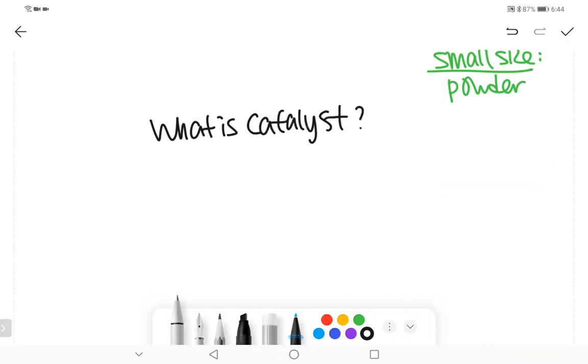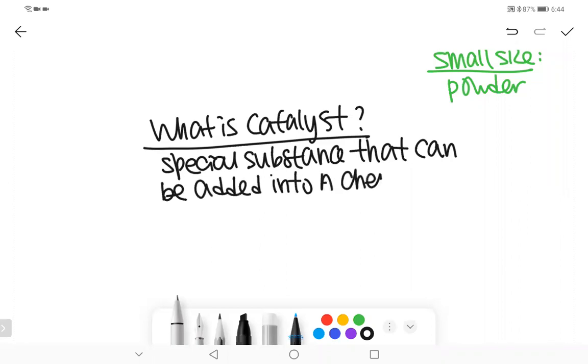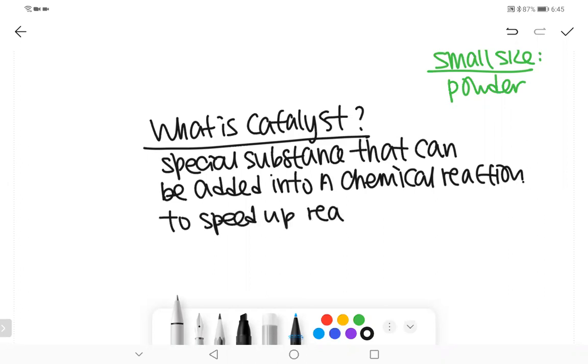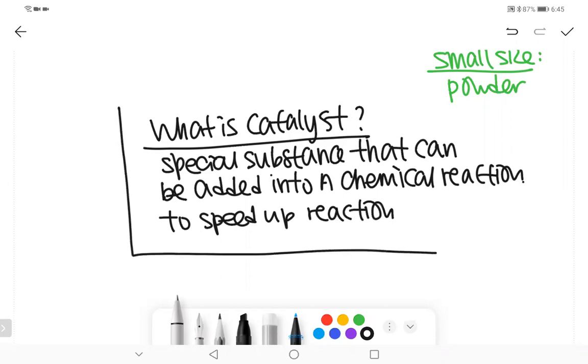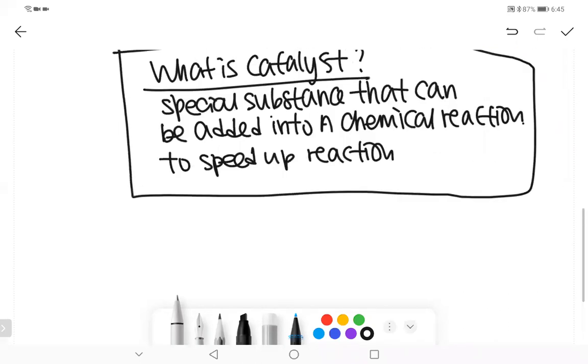Catalyst is a special substance that can be added into a chemical reaction. We purposely add a substance into a chemical reaction. Why do we want to add catalyst to the chemical reaction? Because catalyst can help us to speed up the reaction. Something that we purposely add into the reaction to speed up the reaction is called catalyst.